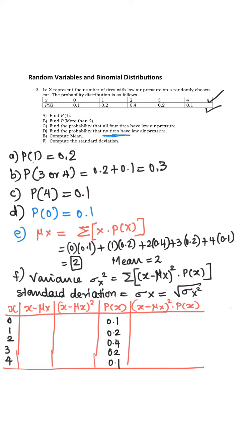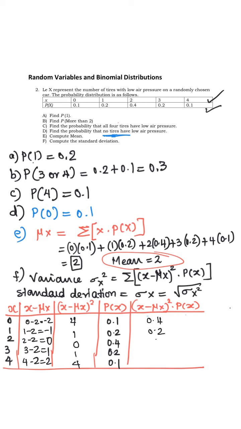Mean is 2. Now subtract 2 from x. Now square each one. So 4, 1, 0, 1, 4. Then multiply each one by P of x. So 0.4, 0.2, 0, 0.2 and 0.4. Add all these and you will get the variance. Variance is equal to 1.2. Now take the square root of the variance. You will get the standard deviation. So sigma x is square root of 1.2, that is equal to 1.095.